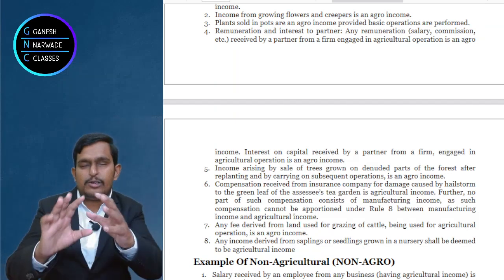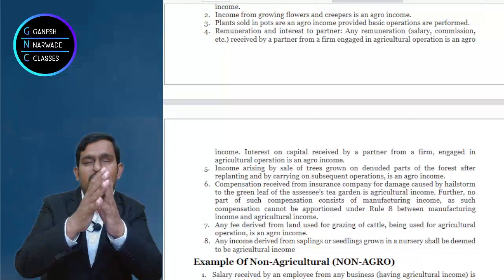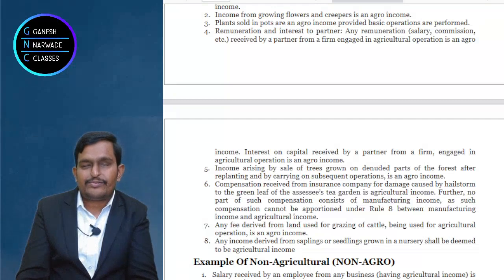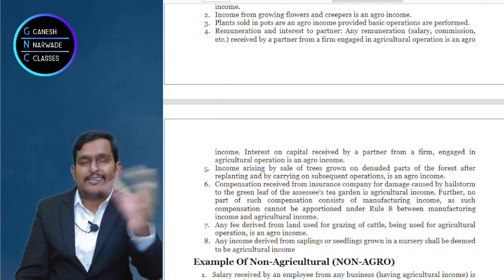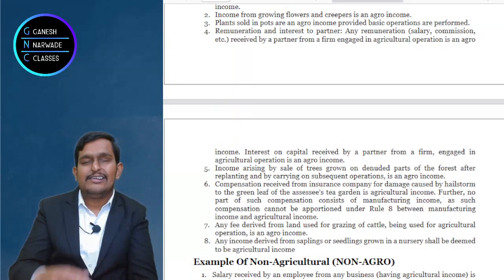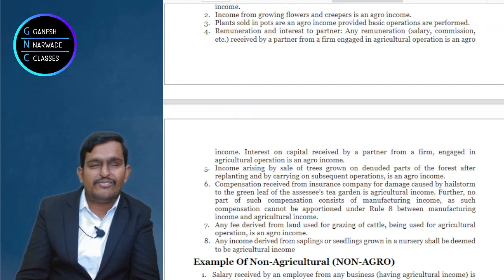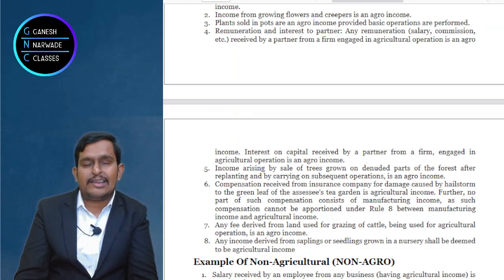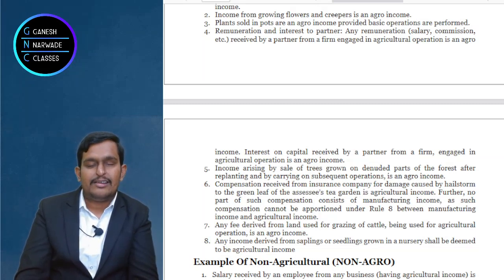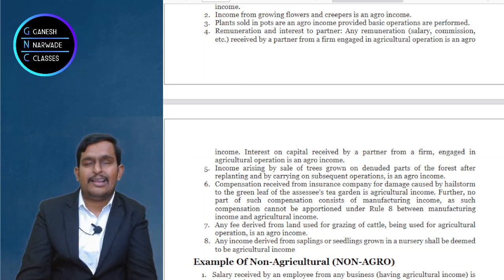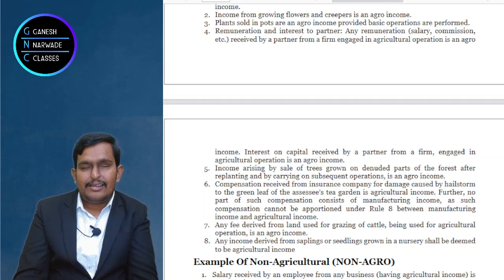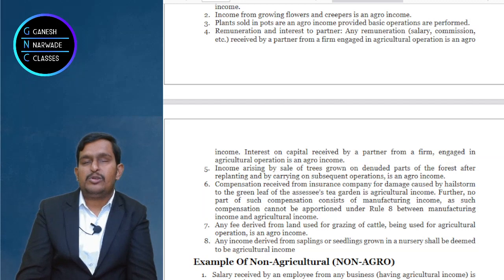You have a very good farm where a lot of flowers are there, and some heroine wants to do some dance shooting, something like that, and they pay you some fees. So you are not earning from agriculture, right? You are charging some fees for using the land for non-agricultural activity, so that is also a non-agricultural income, right? This way you should be able to understand.